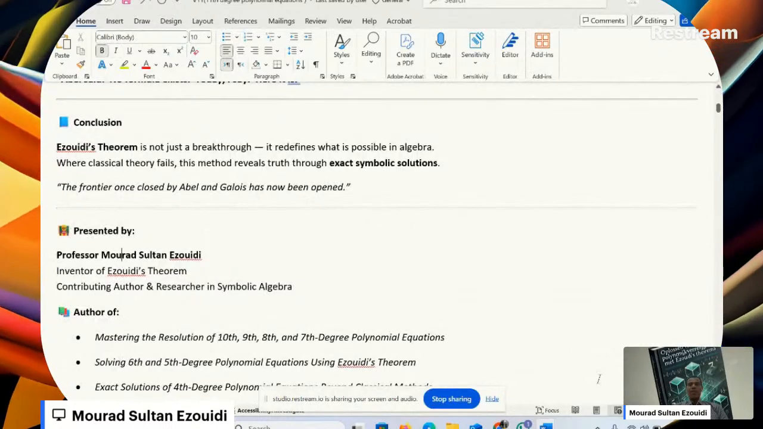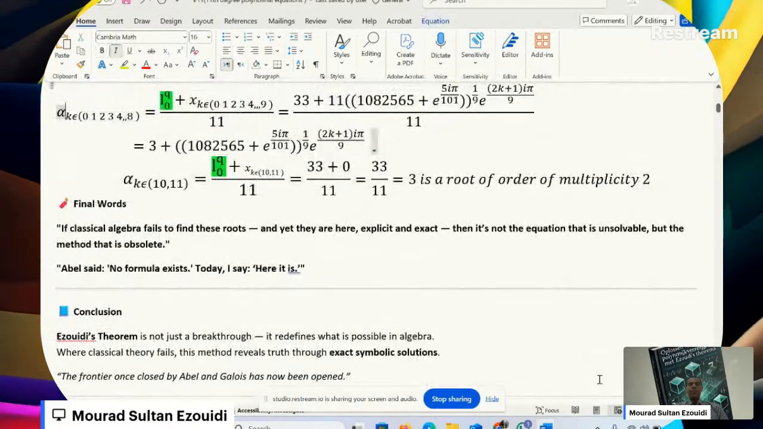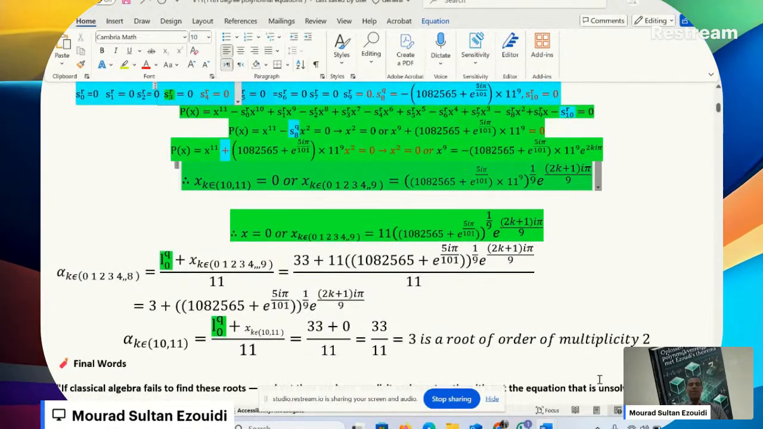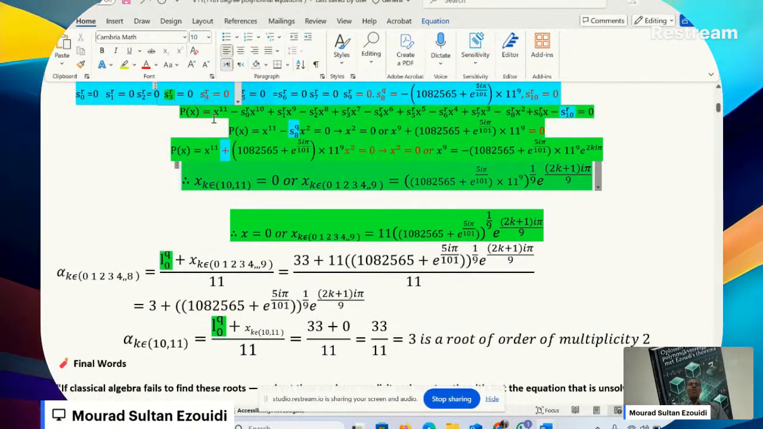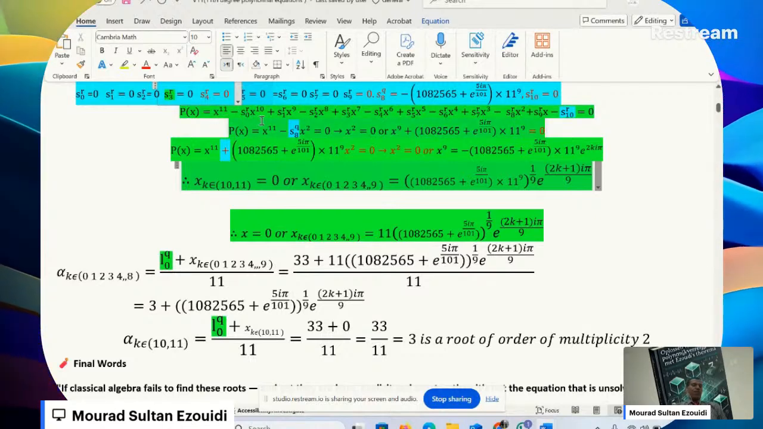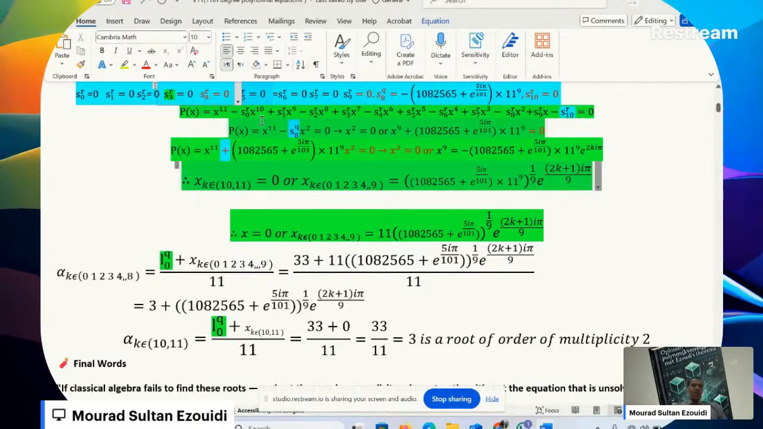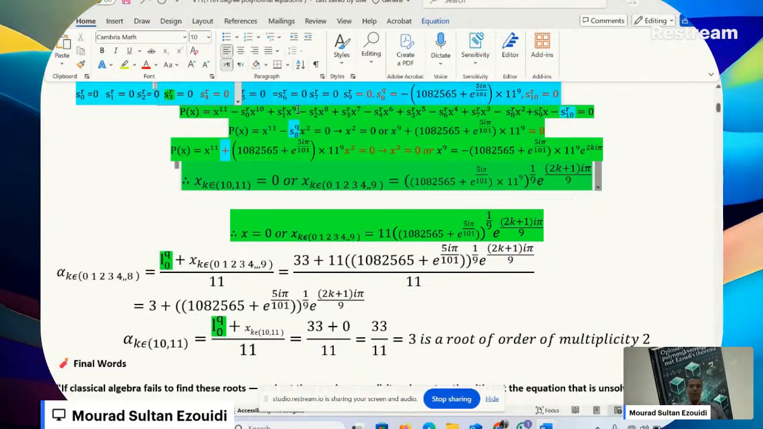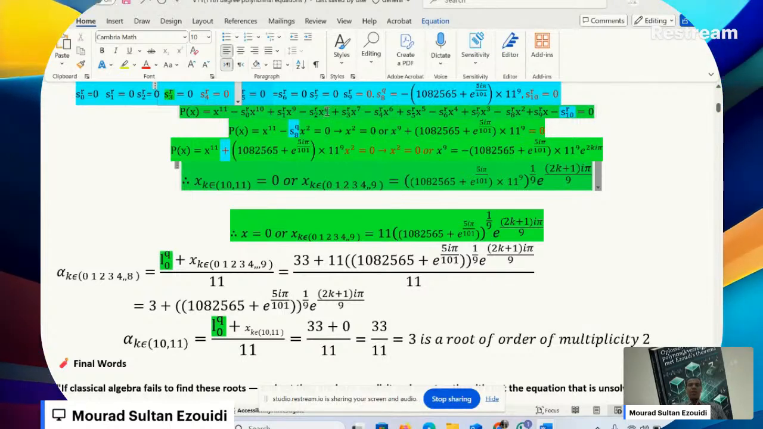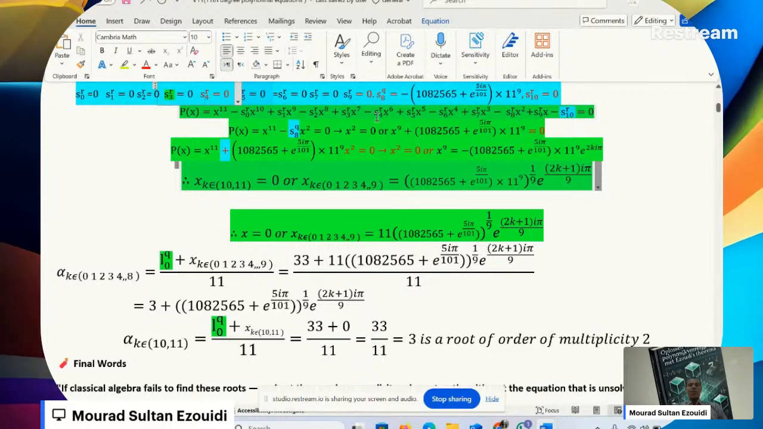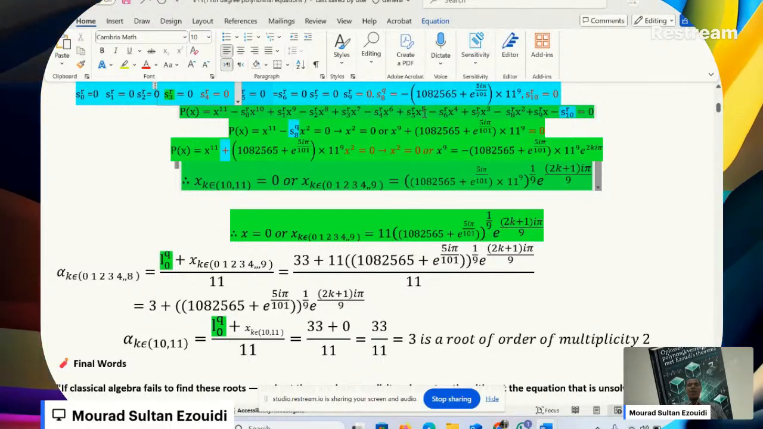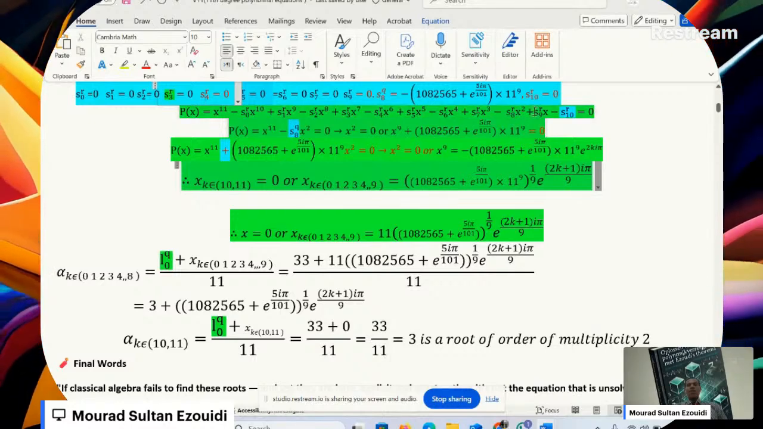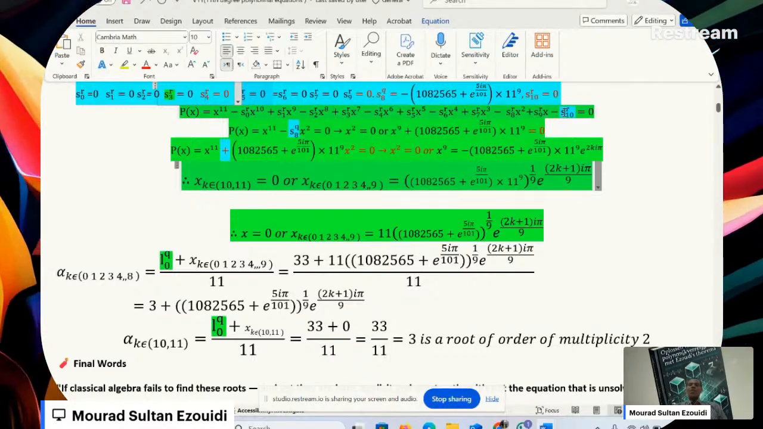and we'll obtain, okay, and we'll obtain what exactly? That P of x equals x raised to the power 11 minus s0 x raised to the power 10 plus s1 x raised to the power 9 minus s2 x raised to the power 8 plus s3 x raised to the power 7 minus s4 x raised to the power 6 plus s5 x raised to the power 5 minus s6 x raised to the power 4 plus s7 x cubed minus s8 x squared plus s9 x minus s10.